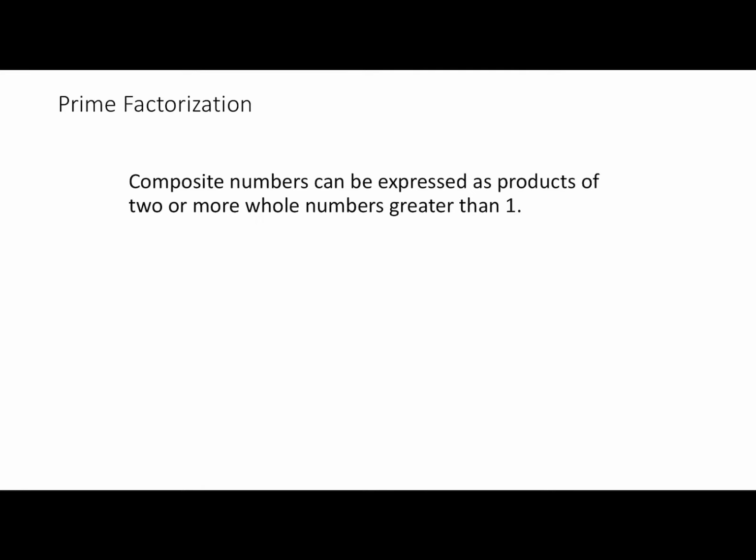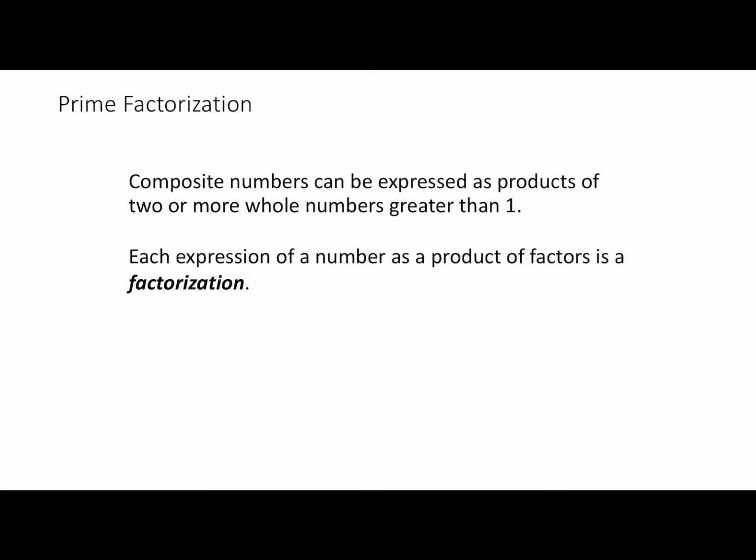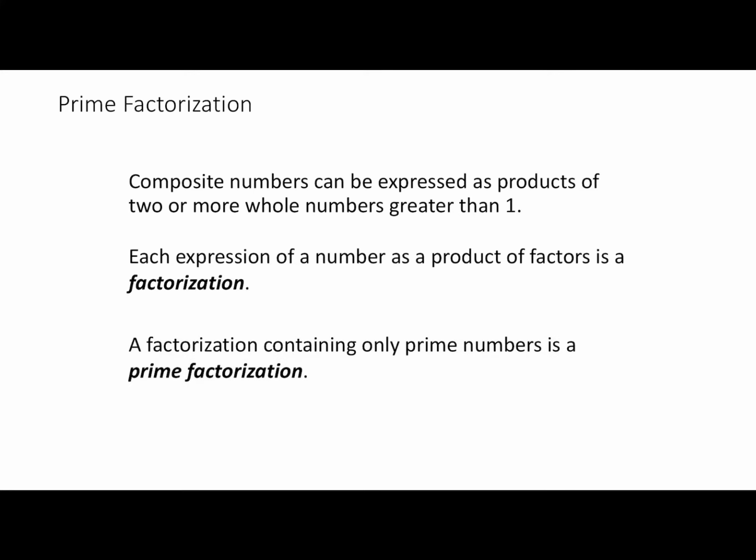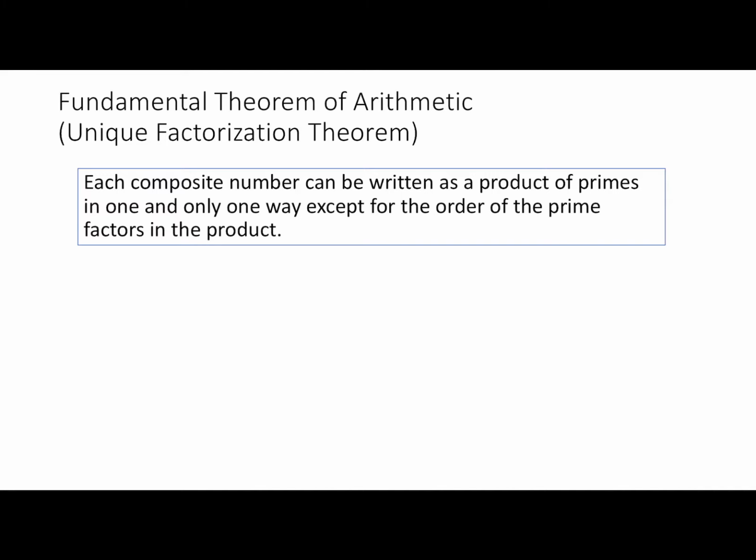So now that we know about prime and composite numbers, we can talk about the prime factorization of a composite number. Any composite number can be expressed as a product of two or more whole numbers greater than 1. Each expression is called a factorization, and a factorization containing only prime numbers is called a prime factorization. The fundamental theorem of arithmetic tells us that any composite number can be written as a product of primes in exactly one unique way, up to the order of the prime factors.